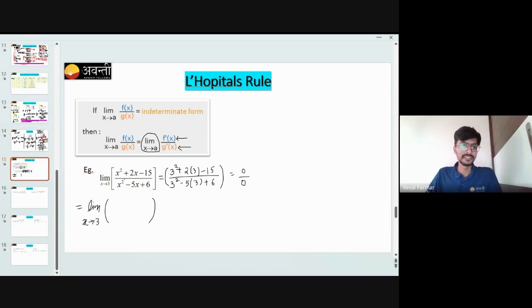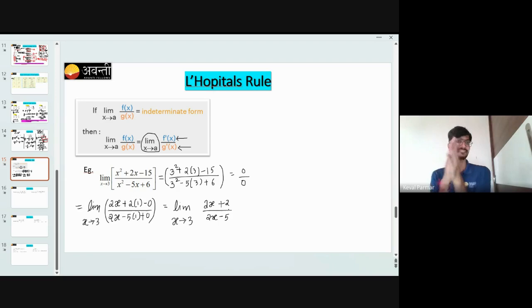So addition and subtraction rule says that derivative of x square will be 2x plus, this is a note I gave you, 2 is a constant, so 2 will remain 2, derivative of x is 1, and derivative of 15, which is constant, is 0, upon denominator x square, again we will get 2x minus 5 is constant, and derivative of x will be 1 plus derivative of 6 is 0.